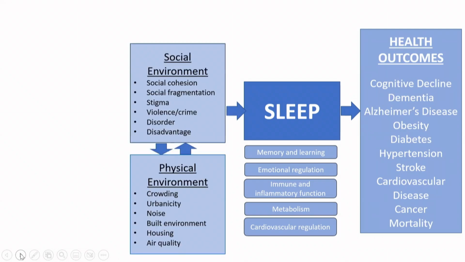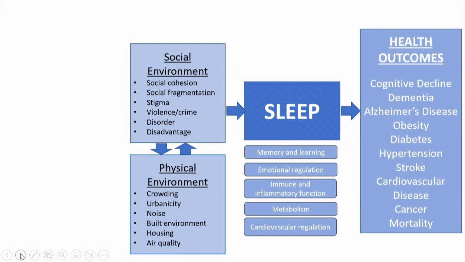Understanding some of the determinants of poor sleep, as well as some of the determinants that are contributing to the racial and ethnic disparities that we're seeing in sleep, we point to the environment as an important factor. And so that includes both the social and the physical environment, including different features.